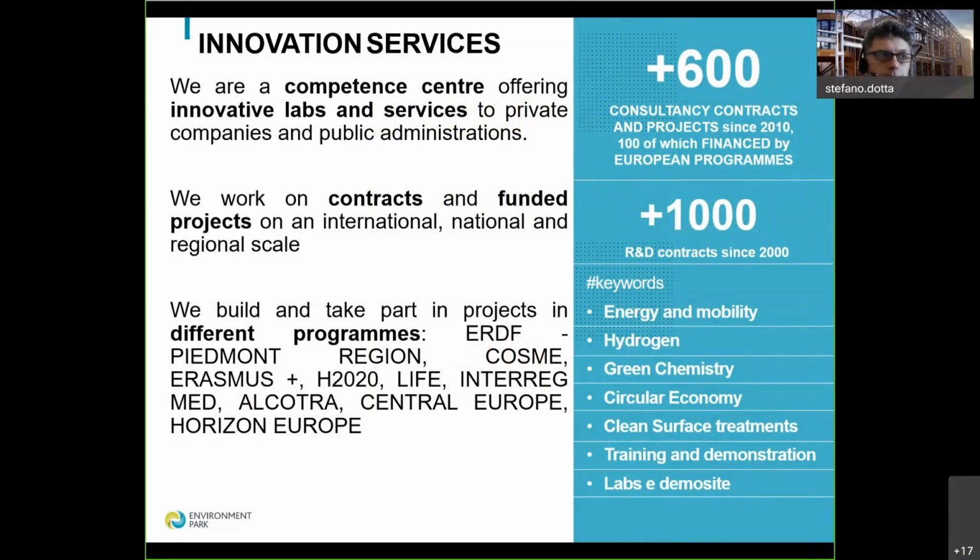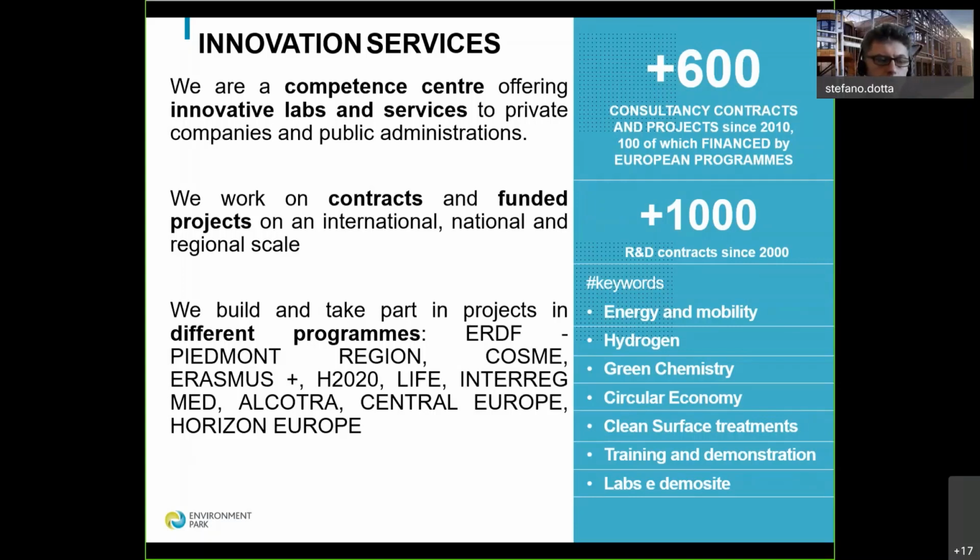We have had more than 600 consultancy contracts since 2010, 100 of which were financed by European programs. We work on different European programs like the different Interreg, where we can submit proposals, and also on H2020 or Horizon Europe. And we work on different topics: energy, mobility, hydrogen, green chemistry, circular economy, etc.